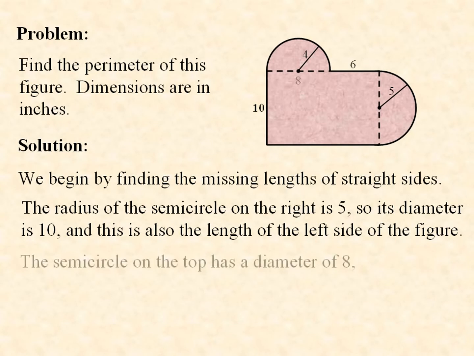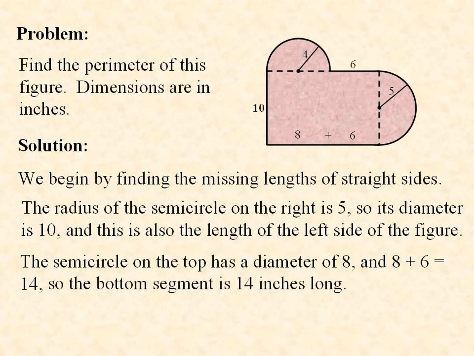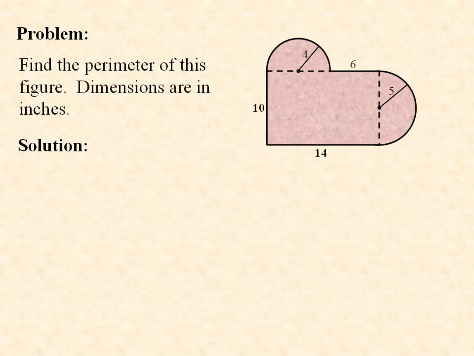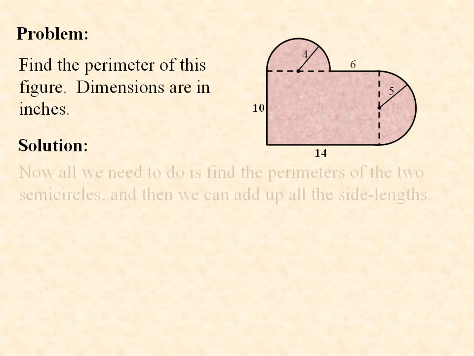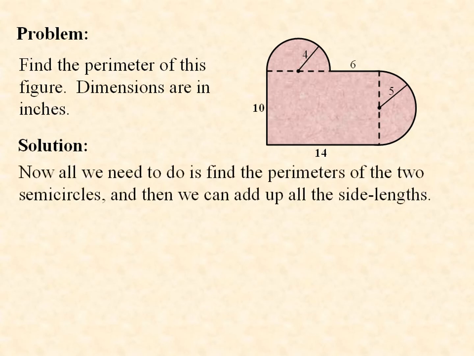The semicircle on the top has a diameter of 8, and 8 plus 6 is 14, so the bottom segment is 14 inches long. Now all we need to do is find the perimeters of the two semicircles, and then we can add up all the side lengths.